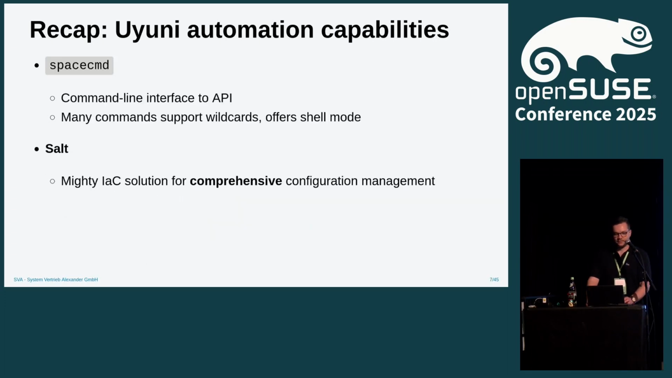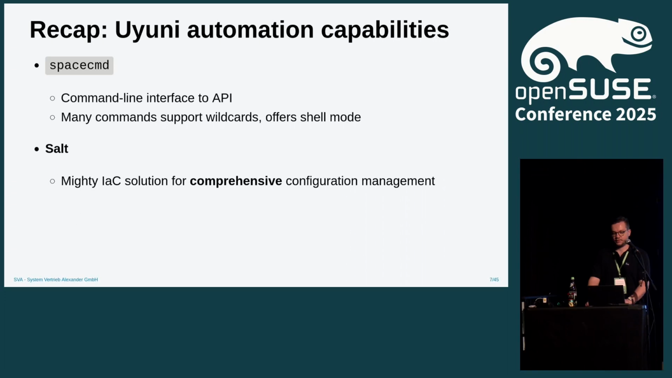But of course, we also have things like SpaceCMD, which is a command line interface to the API. Most of the things that you can do in the user interface can also be done on the CLI by using SpaceCMD. You can write single-shot commands, or you can also use it like a shell and then do things like adding your systems, staging patches to them, rebooting systems. And it also has a wildcard mode, so it's a good tool to get started. And of course, we also have SaltStack, which is a mighty infrastructure as code solution for comprehensive configuration management.